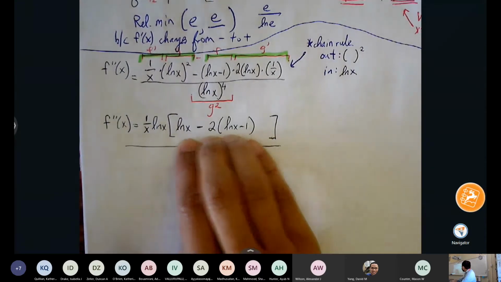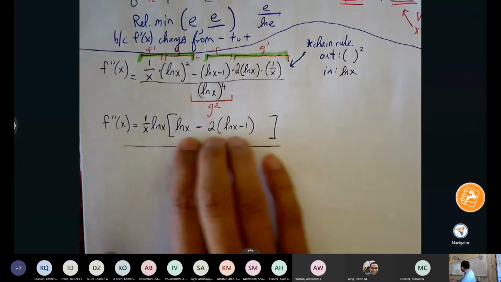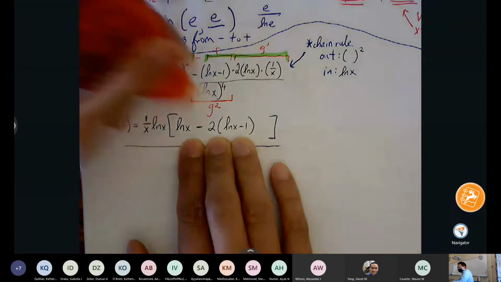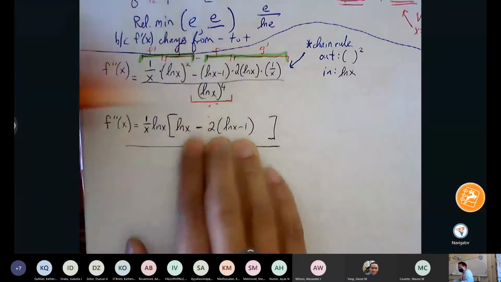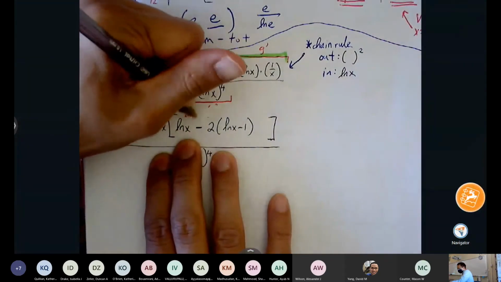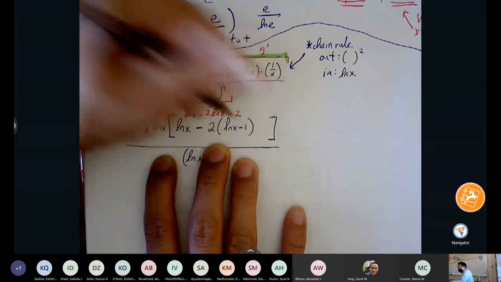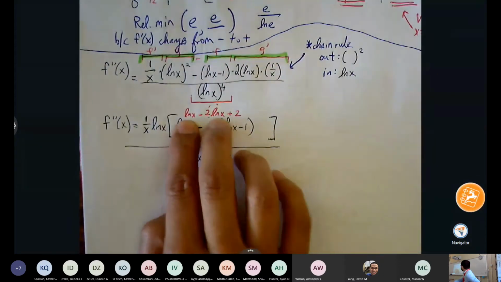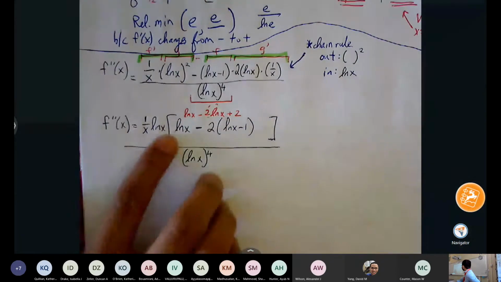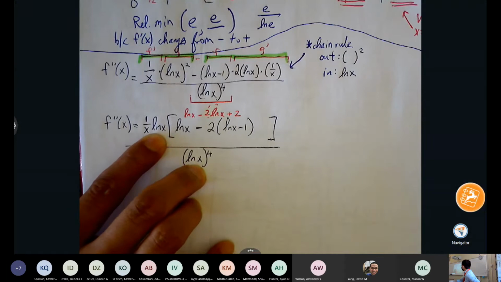Now moving into my bracket here, this is a little cleaner than what I had, but I still need to do a little bit of work to get this to a point where I can combine some like terms. So what if we do this? What if I distribute the negative through and I have natural log of x minus 2 natural log of x plus 2. Now we have like terms there. This will become negative natural log of x. We can take out one of the natural log of x's now because there's no more attachment with addition or subtraction.